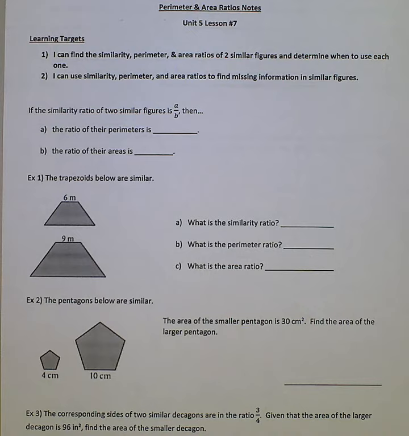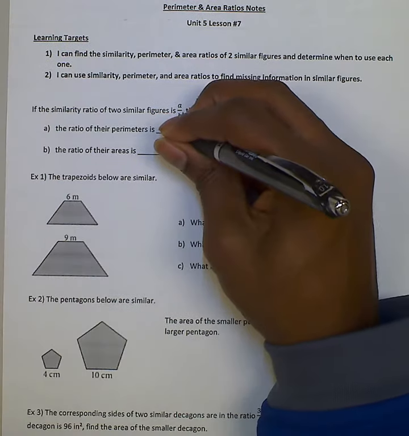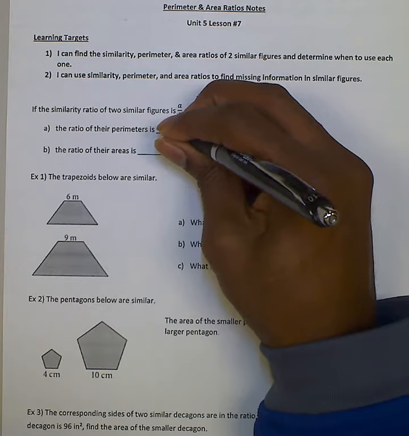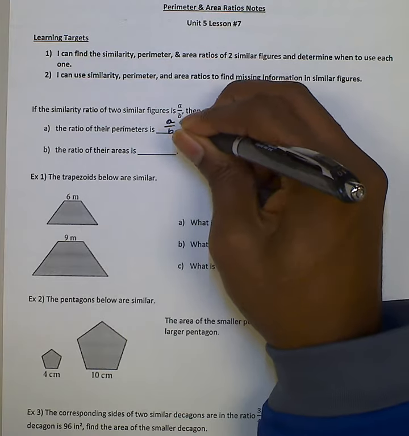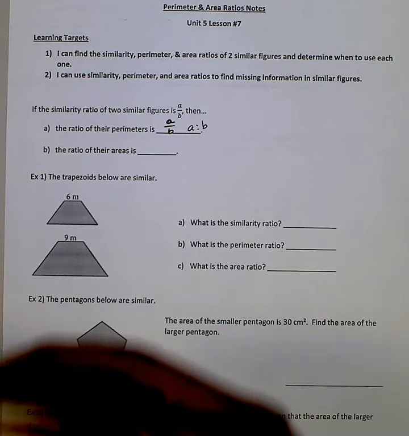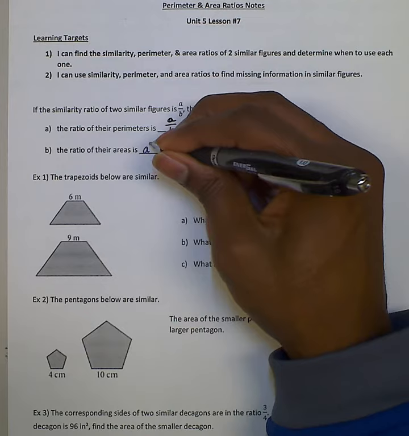Alright, so first things first, let's talk about this. If the similarity ratio of two similar figures is A to B, then the ratio of their perimeters, hopefully you've seen this through our practice problems throughout the chapter, is the same. It's the same as A over B, or A to B. Okay, I'll probably write it as a ratio because it looks better. Now, the ratio of their areas will not be the same. The ratio of their areas will be A squared to B squared.